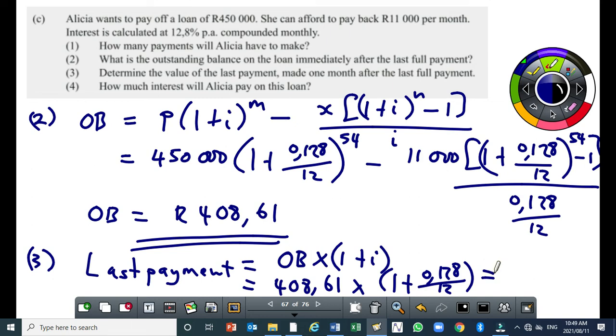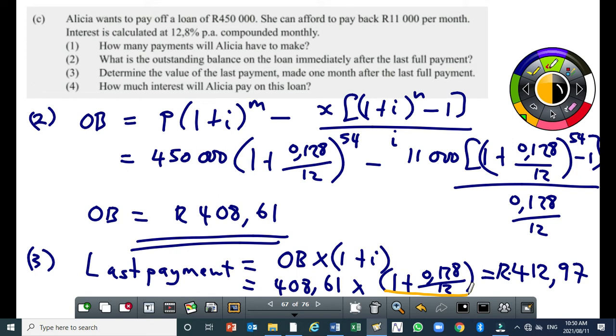It's most likely maybe it can be 0, or the value is slightly greater than that. Should be greater than this one, eh? It should be 412.97. Right, because this term inside the bracket is more than 1. So therefore, the last payment is to be slightly greater than 408.